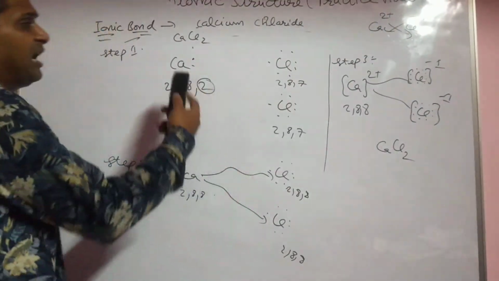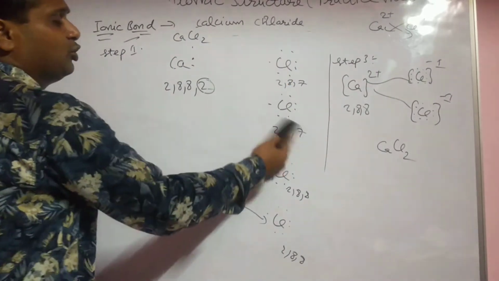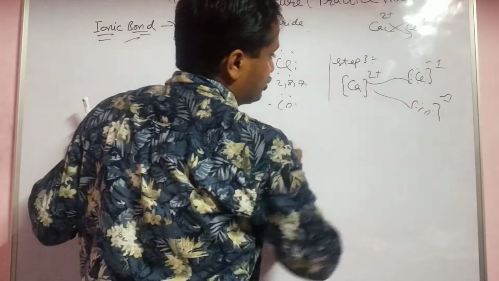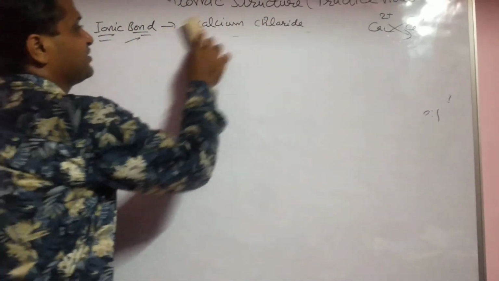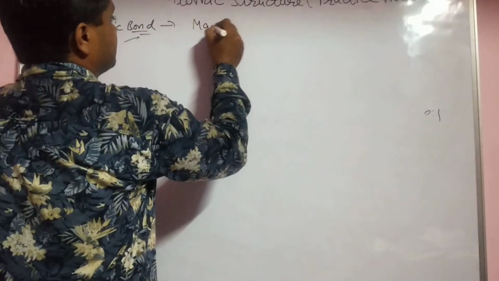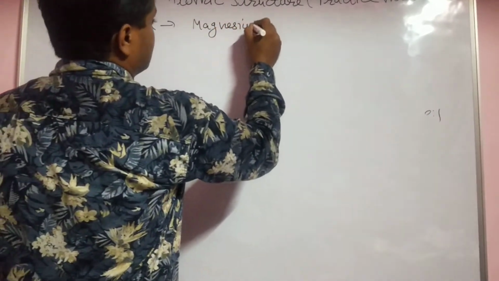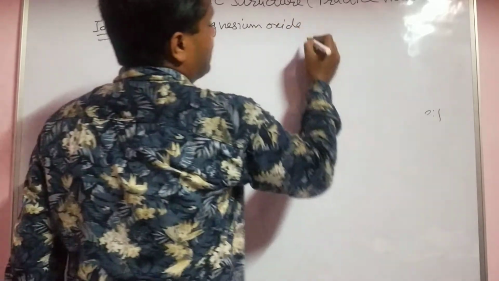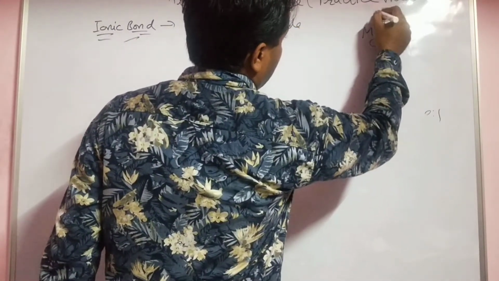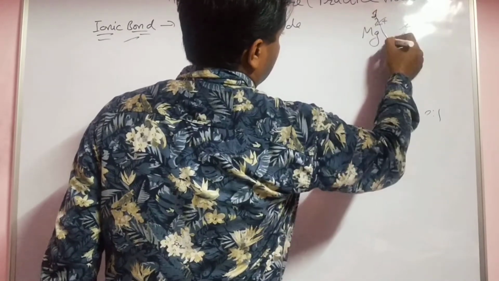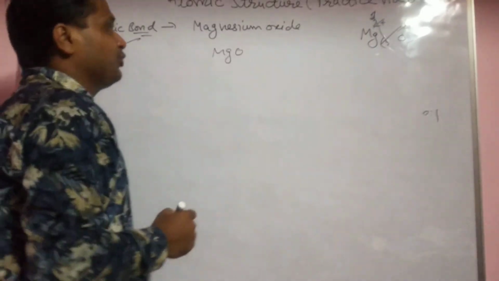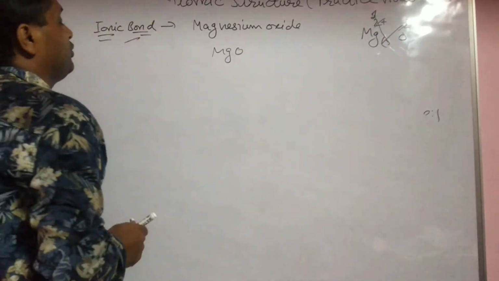Same, if you want to draw in the form of circles, you represent it in the form of shells. This is the Lewis dot structure. Yes, next, magnesium oxide. First of all, according to the crisscross method, what is the formula of magnesium oxide? Cut 1 1, crisscross. Yes, it becomes MgO. Now you try to draw there.